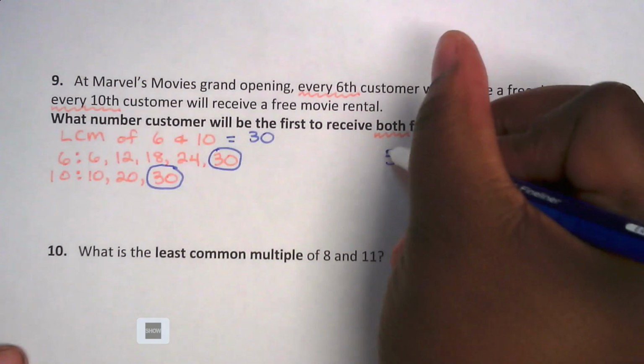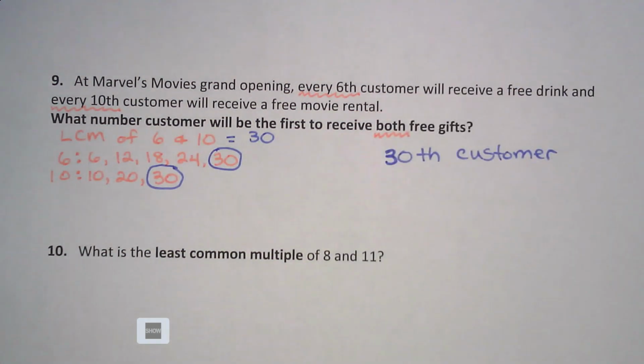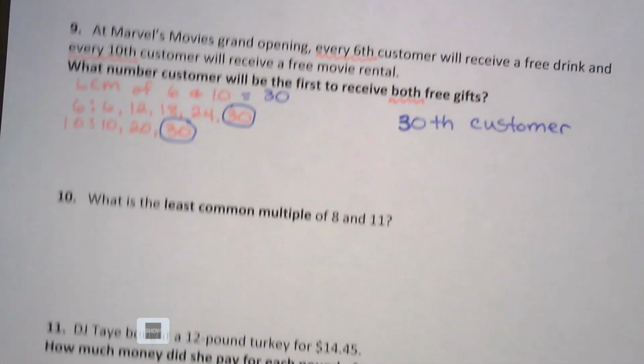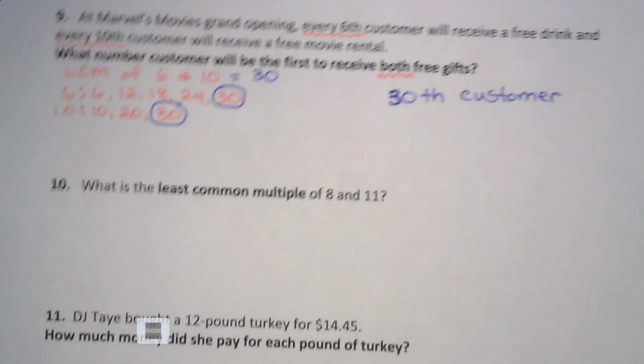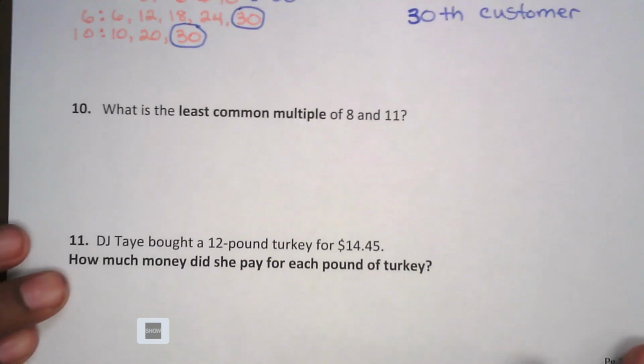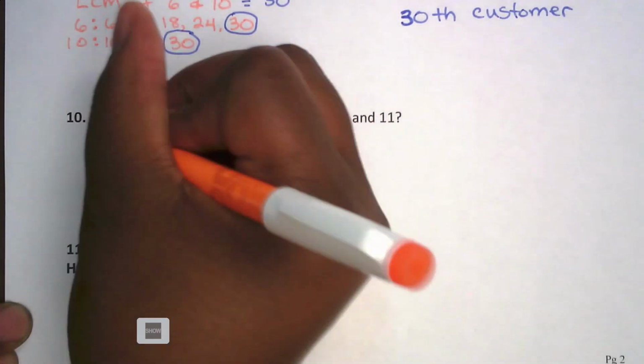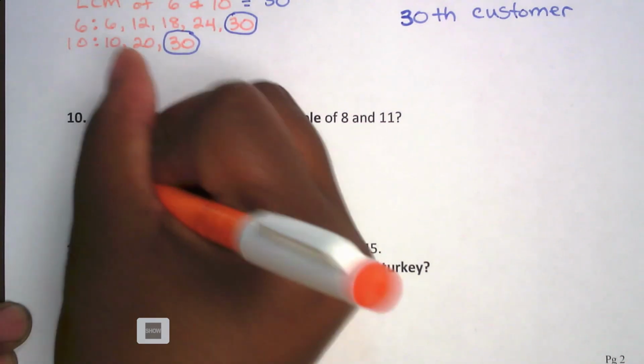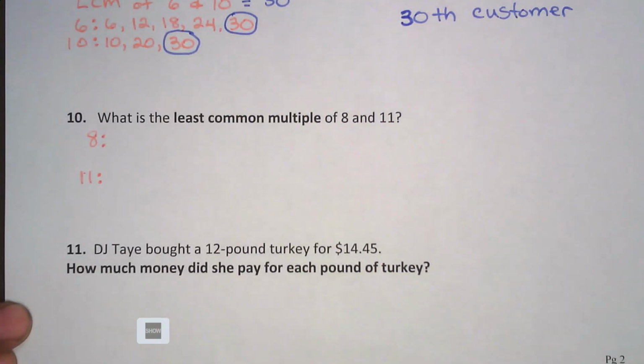Okay, so let's go to the next one. Number 10. What is the least common multiple of 8 and 11? Let's write out our multiples of these two and see what the first number is that they have in common.